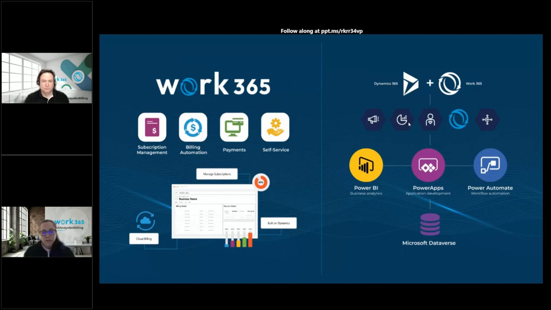So a lot of people joining us today, so just want to take a step back and introduce what Work 365 is. Work 365 is a subscription management and billing automation application. We're built on Dynamics CRM and Power Platform. We do four things we like to call pillars in our application, and they include subscription management, billing automation, payments, and self-service. We are used by Microsoft CSP partners around the world, and we have worked with many Microsoft award-winning partners. Just taking a quick look at the agenda, I could see that we have a lot of people on the call from all over the world.